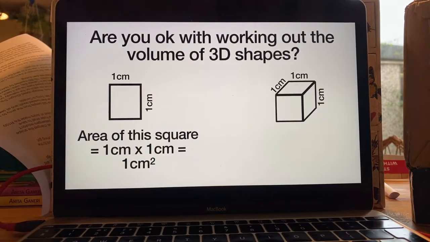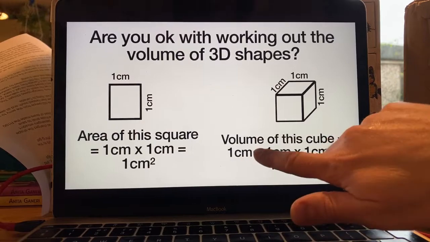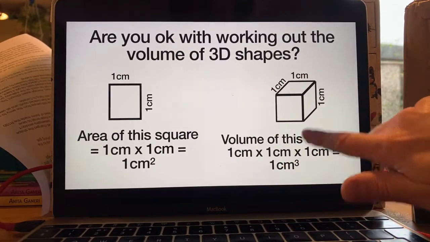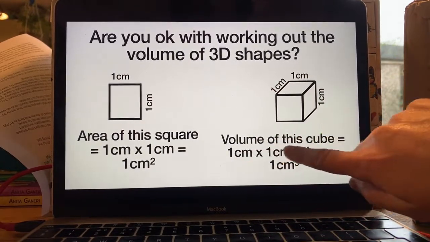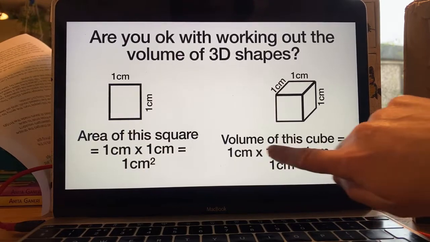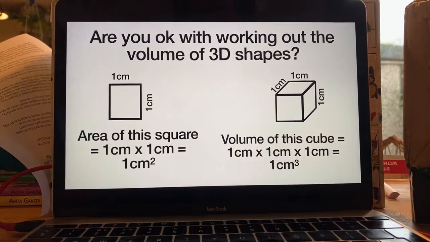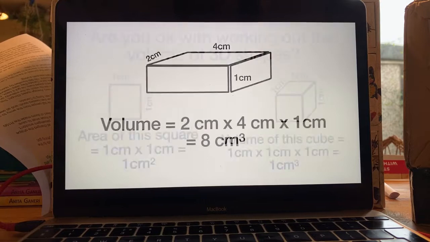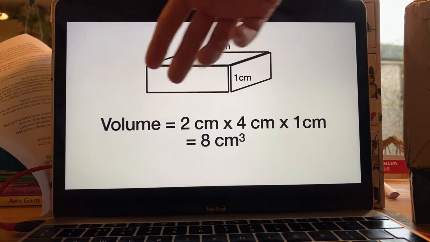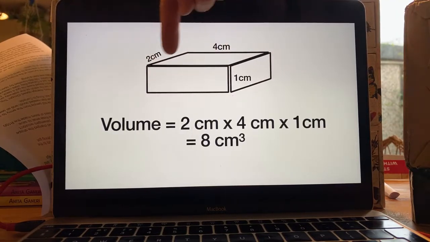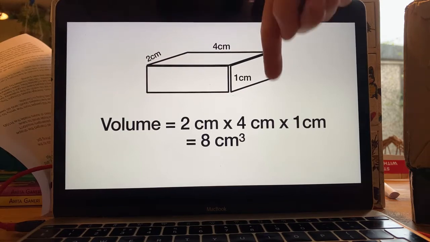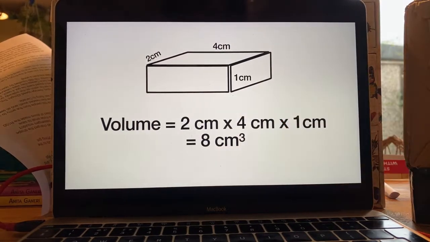So the volume of a cube, you do the same thing, right? It's 1 centimetre by 1 centimetre by 1 centimetre, which gives you 1 again, but this time it's centimetres cubed because you've multiplied 3 centimetres together. All right, we'll go pretty fast. I feel like you're probably okay with this. So the volume of this shape, you would do 2 centimetres times 4 centimetres times 1 centimetre, which gives you 8 centimetres cubed.